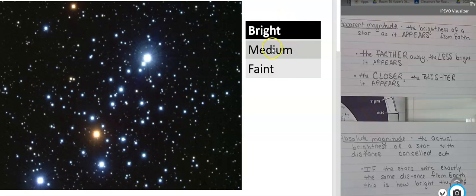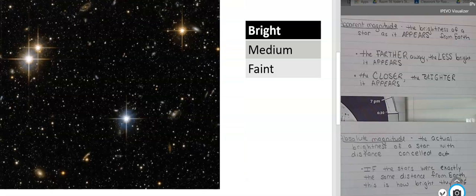If you had to say which one of these stars were bright, how would you describe the bright stars, the medium stars, and the faint stars? We're going to practice this with a few different pictures. And so, take a look here. Think for yourself, what about the bright ones, the medium ones, and the faint ones? How would I tell the difference between those three?